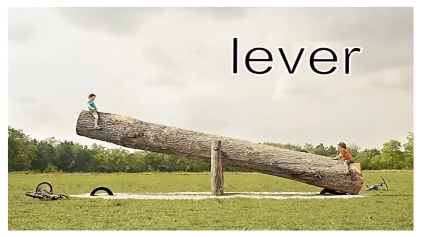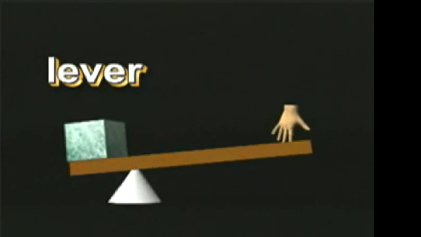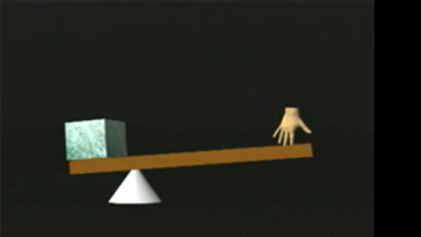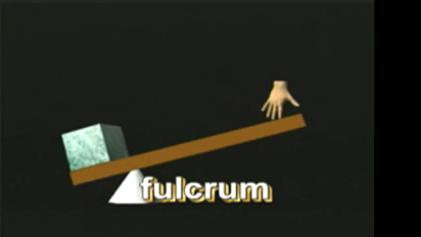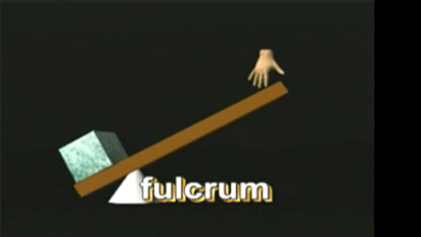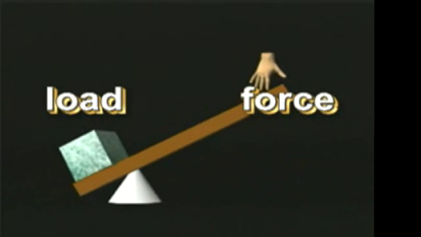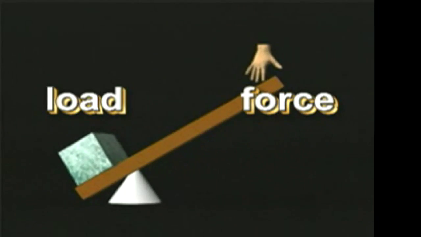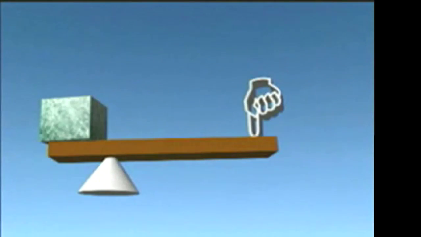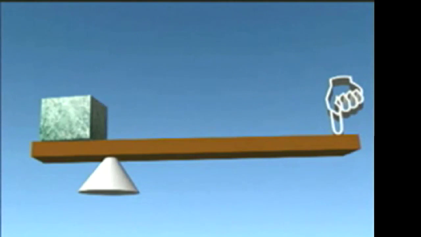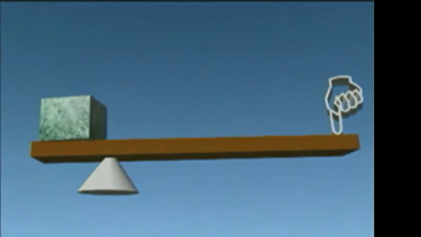The next simple machine we'll be talking about is the lever. The lever consists of a beam or rod that is free to pivot on a fixed or stationary point called the fulcrum. The idea is to move a load which is located at one end of a plank with a force that is applied at the other end. The closer the object is to the fulcrum, the easier the load is to move.